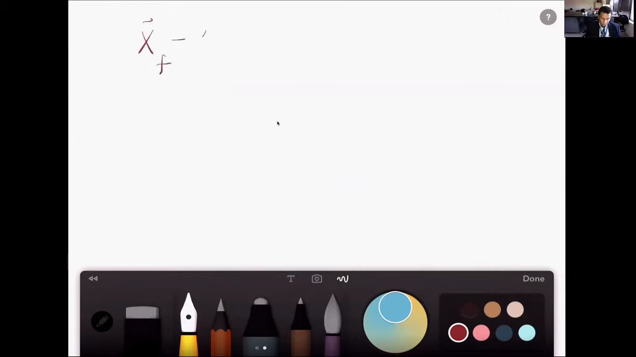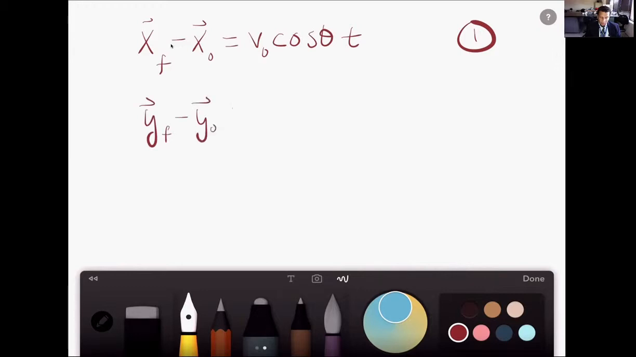xf, or the displacement in the x direction, is just equal to the initial velocity in the x direction times the time of flight. That's it. That's our initial equation. What we want to do is we want to be able to predict our y. And then you have our y displacement. It's equal to the initial velocity times sine of the angle times t minus 1/2 gt squared.